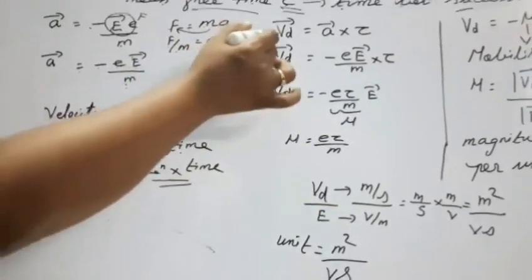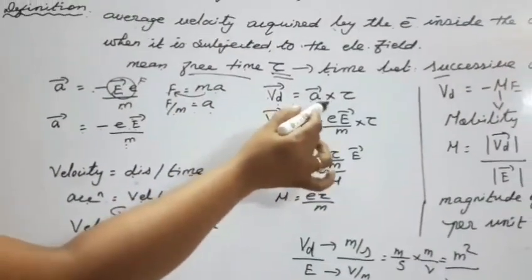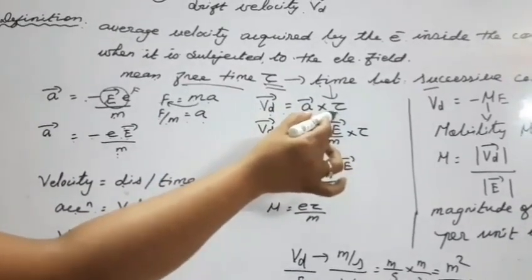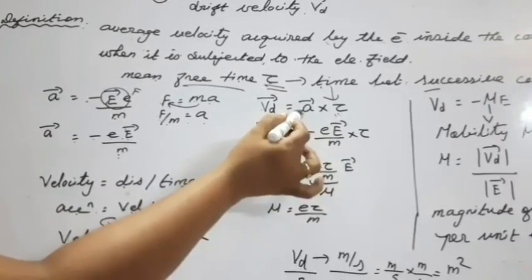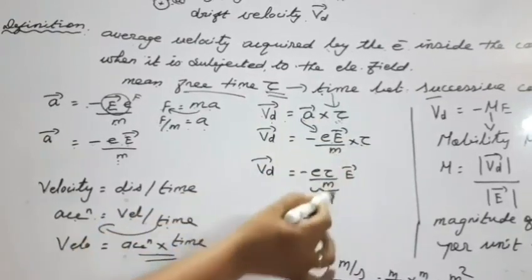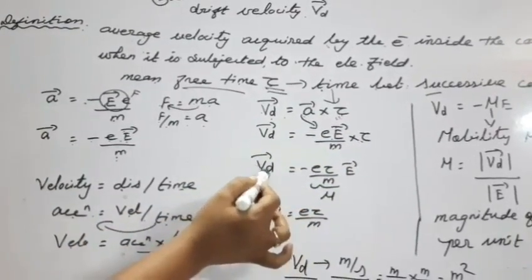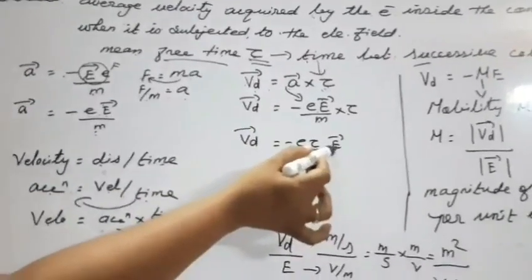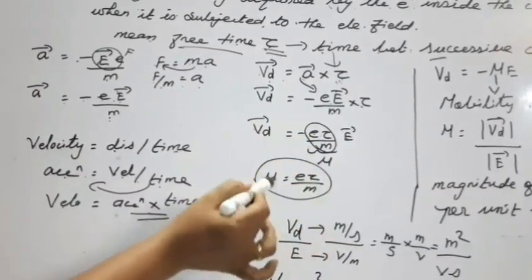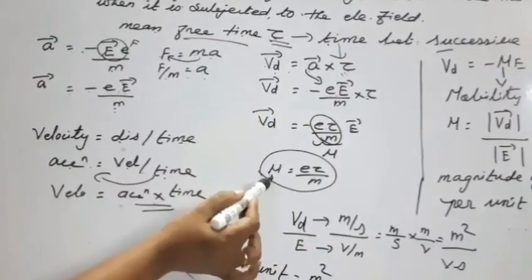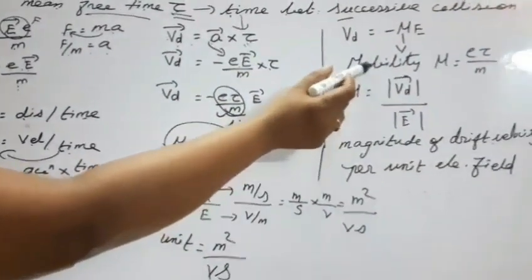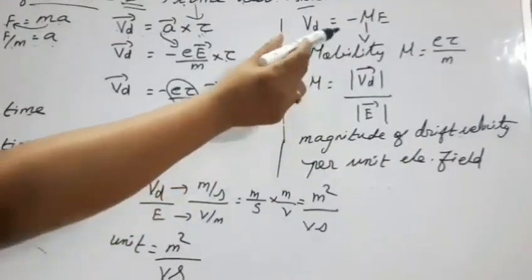Here the drift velocity vd vector equals acceleration a vector into time, that is the mean free time, that is tau. Therefore vd vector equals minus e E vector by m into tau. So we have to write it separately. Therefore minus e tau by m into E vector. This e tau by m is nothing but what is known as mobility, denoted by the symbol mu. Therefore mu equals e tau by m. Therefore, vd vector equals minus mu into E.